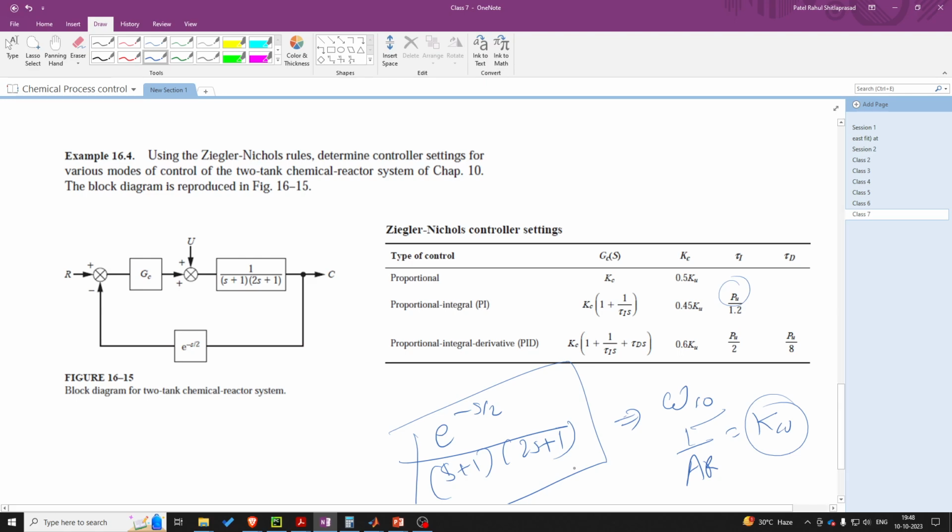So we write this. How do you get this equation? Basically, in the absence of the controller, the transfer function without the controller will be nothing but the product of the transfer function blocks. That is why we write this equation over here.